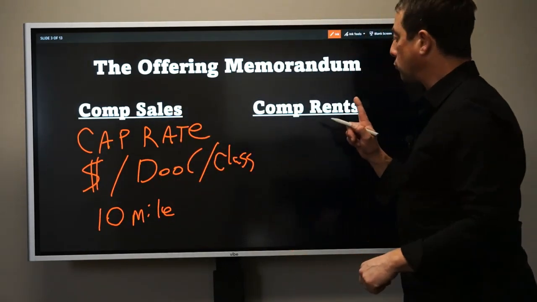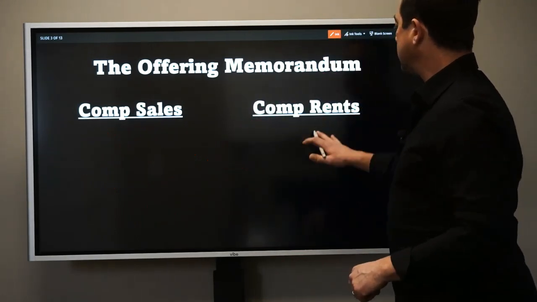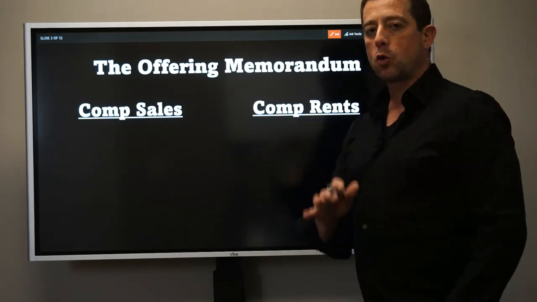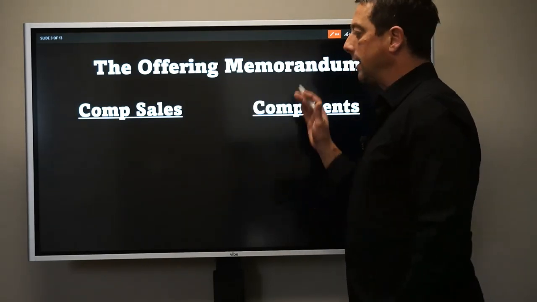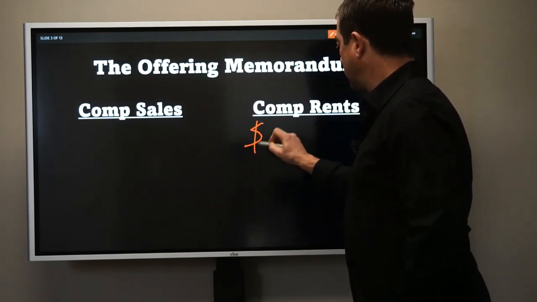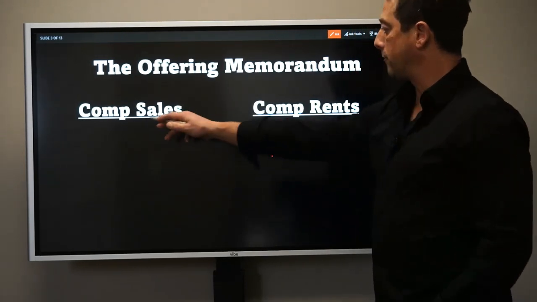All right, comparable rents is very similar. Here, I'll clear that out. Relatively similar. In comp rents, we're looking at per square foot in this model instead of per door. So we're gonna say rent per foot here, okay, instead of per door.